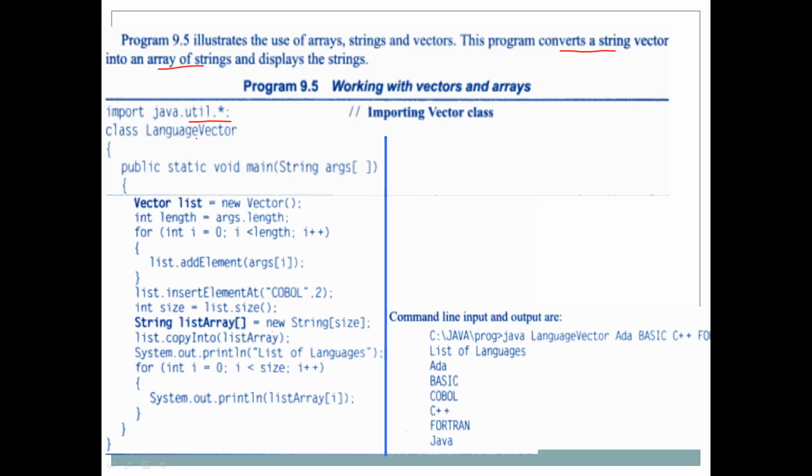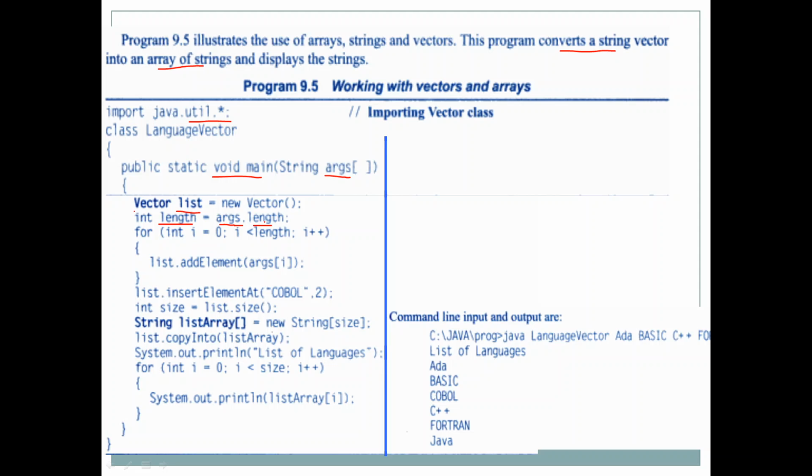Okay, we have a class that is LanguageVector and the main method. Inside the main method, if you look, we have created a vector here. Vector, the object name is list, equals new Vector, and the next line is int length, the integer variable length, equals args.length. Now what is args? Args is the argument which is received by the main method. Main method receives an argument, as we know, and that argument we are using here, args.length.